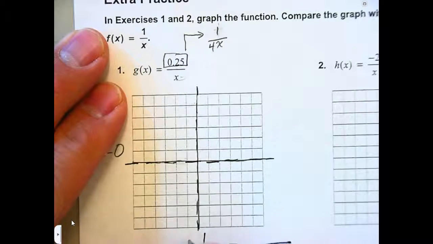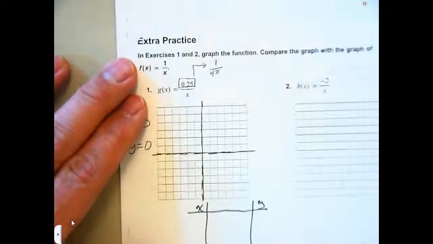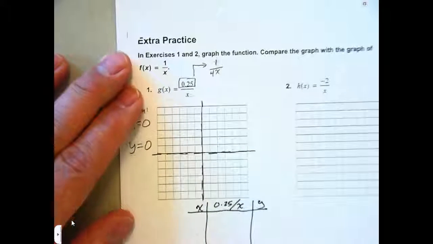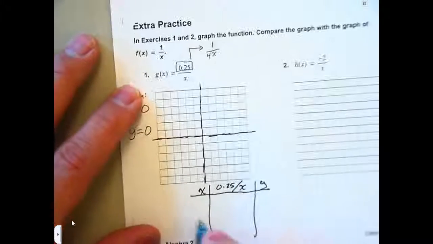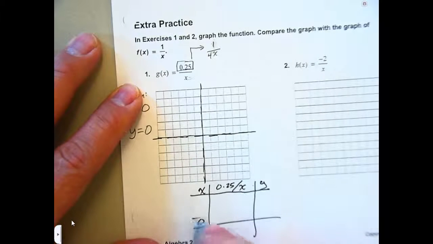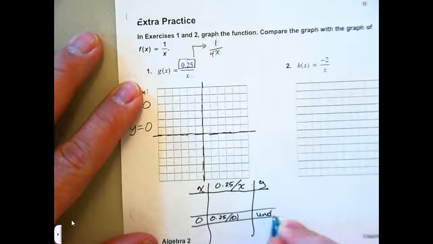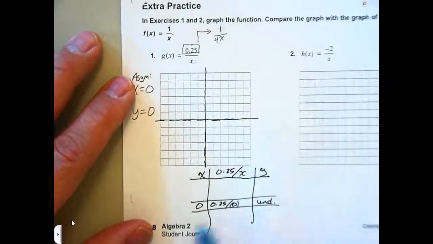You could say, well, x, y, you guys have to see that. And you'd have 0.25 divided by x. You would put your asymptote in here. You'd say, okay, well, my x asymptote is right here. That's 0. And so I put 0.25 divided by x, which is 0, and I get undefined out. Tell your neighbor why it's undefined. Okay, we cannot divide by 0, therefore it's undefined.